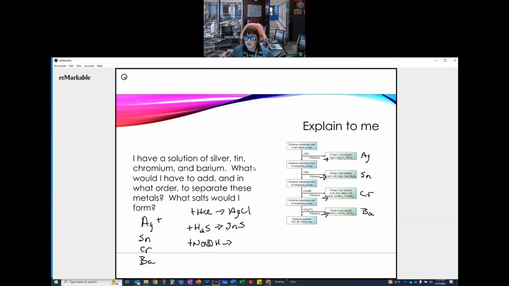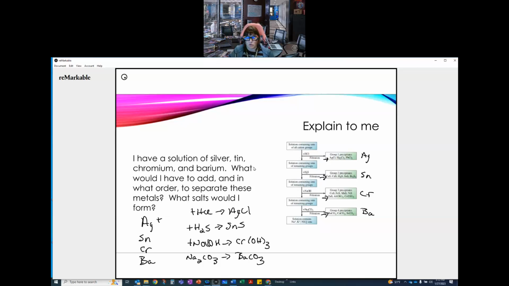And when I add NaOH, then I precipitate the Cr(OH)3 and filter that off. And then we can add Na2CO3 and get out of that the BaCO3. So that's the order I would have to add those things.